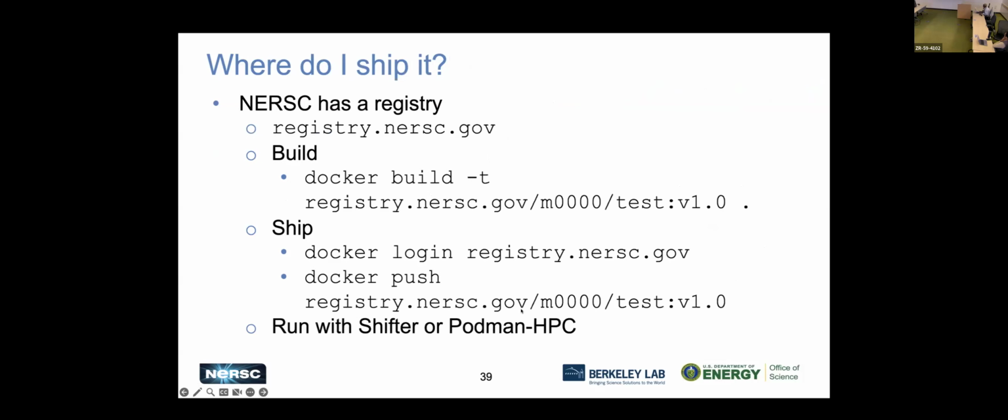So in order for you to be able to run your container on Perlmutter, you need to make sure that you ship it to the NERSC registry, registry.nersc.gov. You'll want to make sure you do the build and then ship. And then once that is there, you can run with either Shifter or Podman HPC. And we have numerous previous trainings that go over making use of Shifter and Podman. So again, those resources are available for you as well.